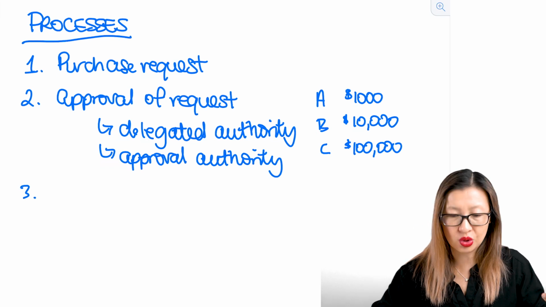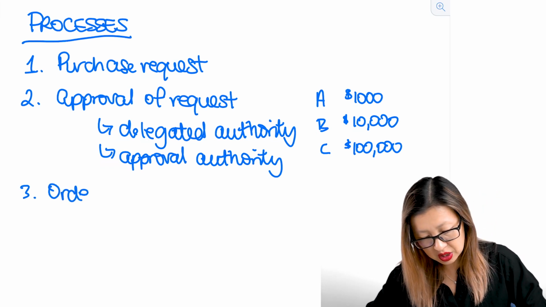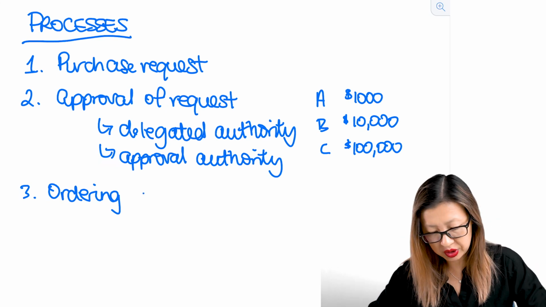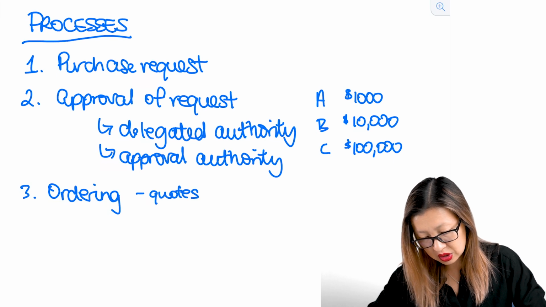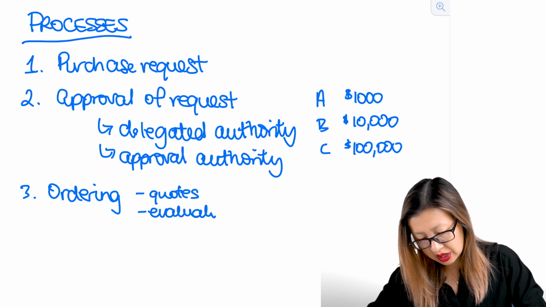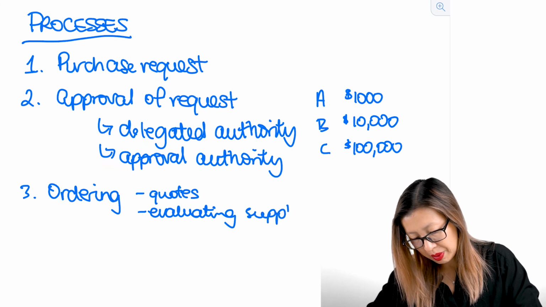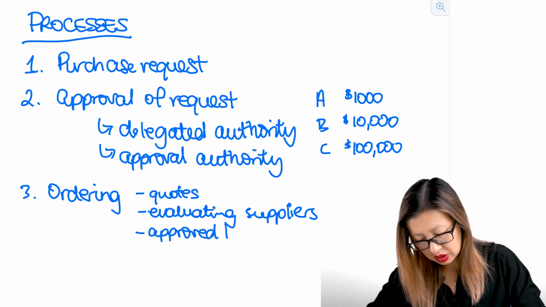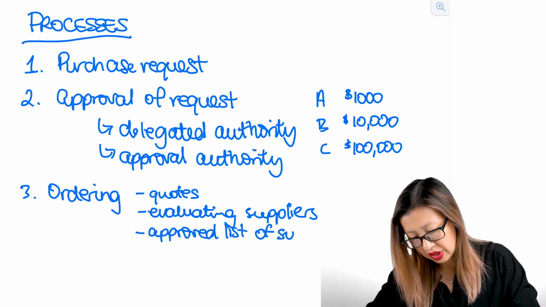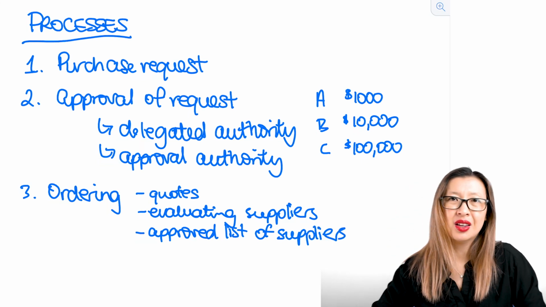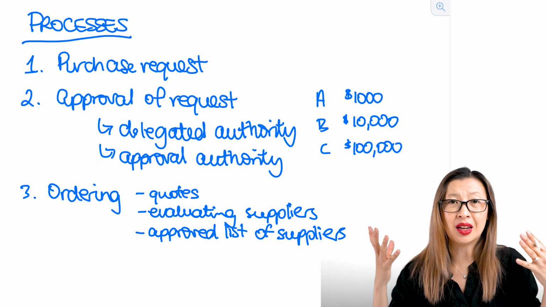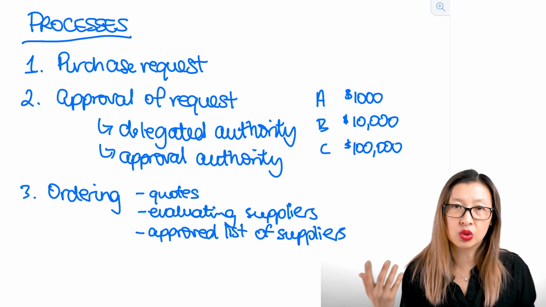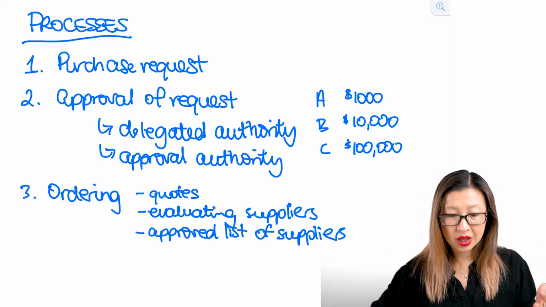Now, it doesn't matter whether it's goods or services here, but there needs to be a process for ordering once we've got an approval. That will often include things like getting quotes, evaluating suppliers, and potentially also having an approved list. That's quite common, the approved list of suppliers. For example, in New South Wales, the state government has an approved list of suppliers that you can use if you work for a government department, a school, a government agency. So ordering is really important.